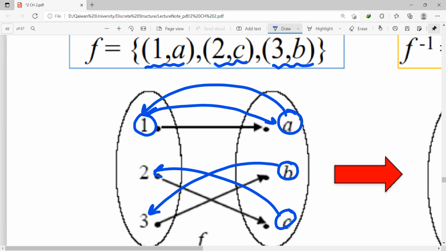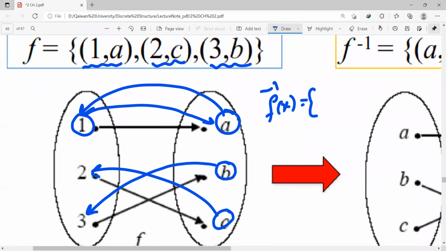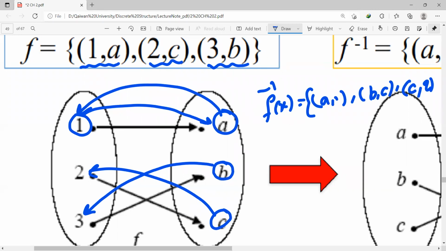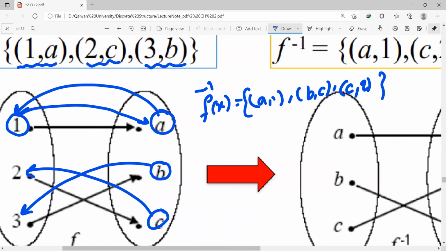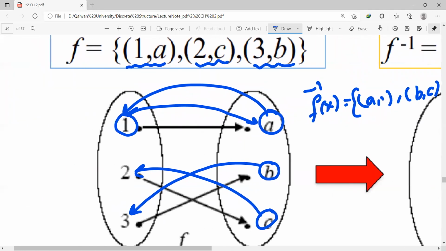Here we say f inverse is what? F inverse of x equals what? It equals a and 1, b and c, c and 2. Is it? Look here, all of these have interchanged their places.